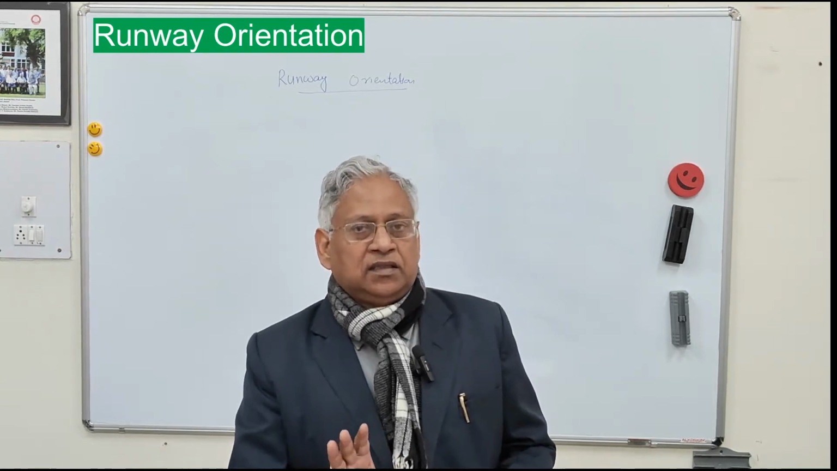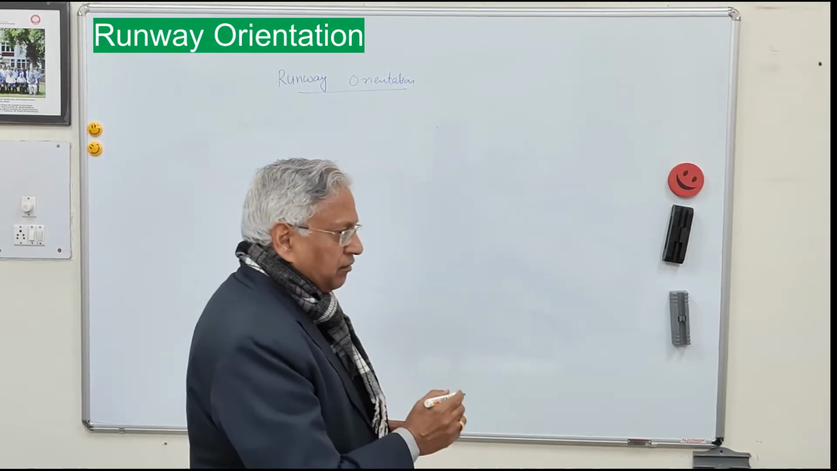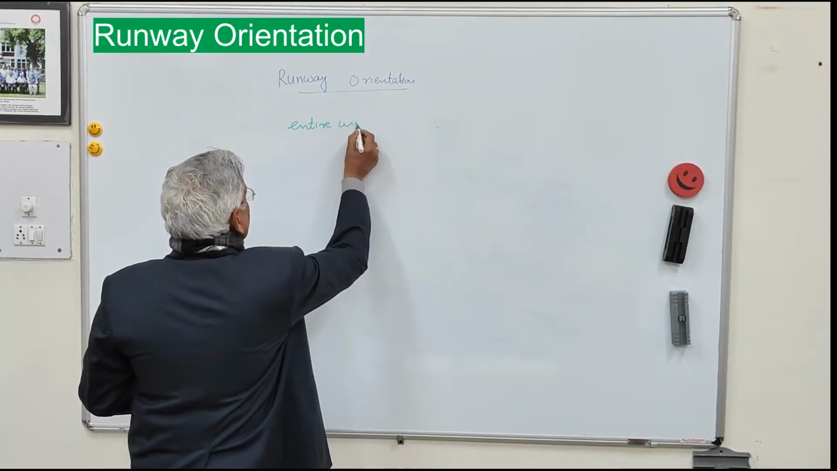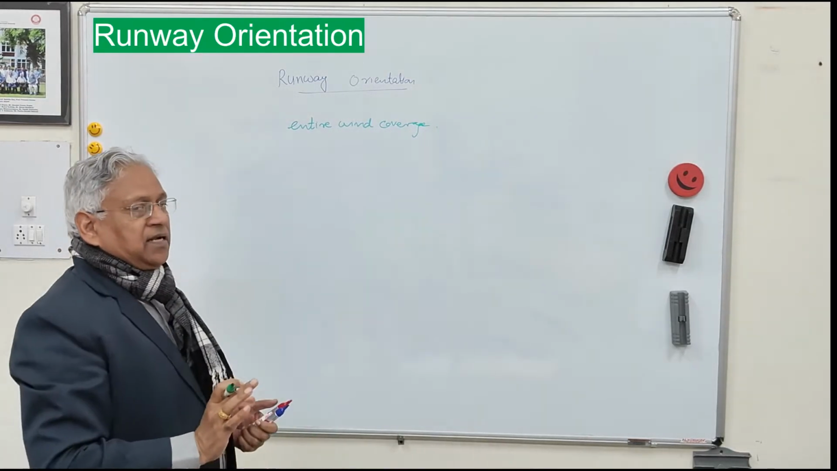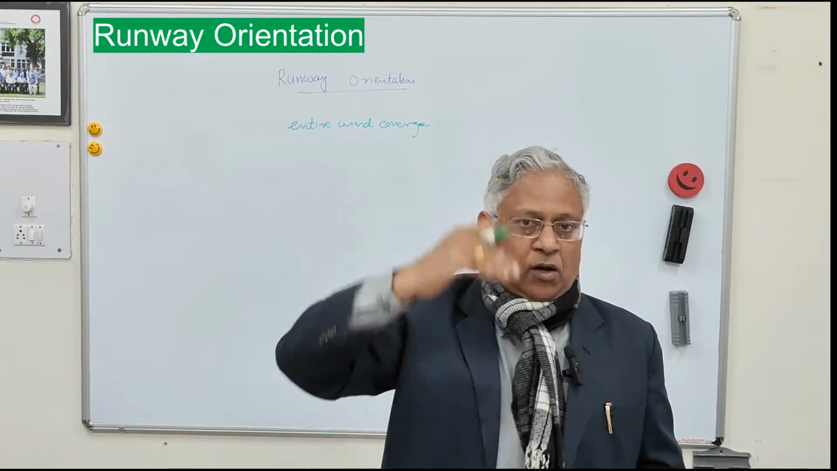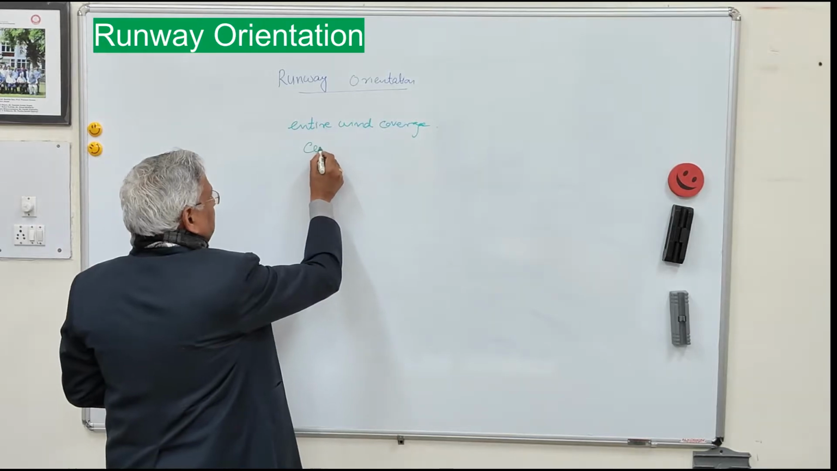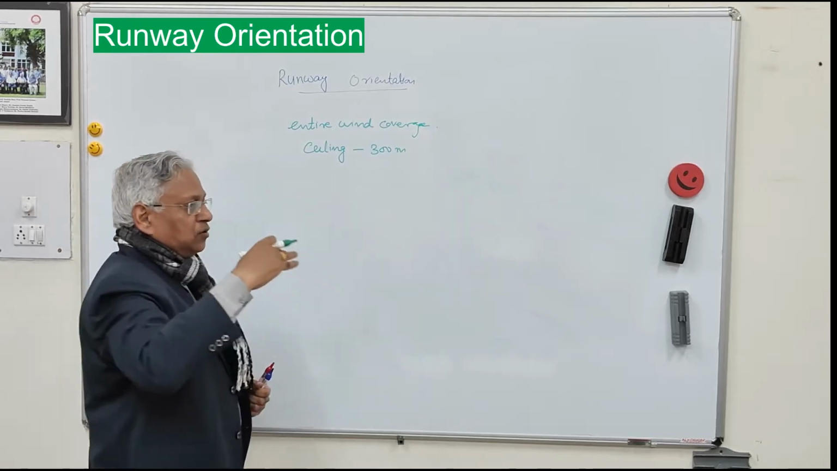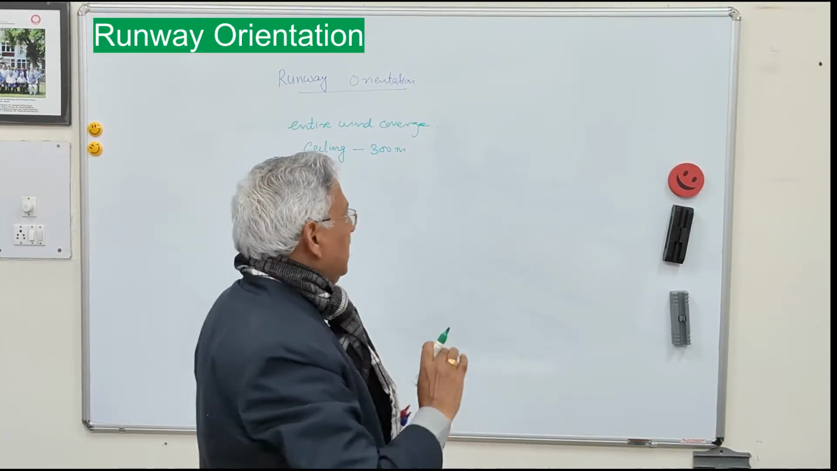examining the wind conditions in three cases. The first is the entire wind coverage regardless of visibility and cloud ceiling. When I say cloud ceiling or ceiling, it means the height of the cloud. The second condition is when the ceiling is at least 300 meter, that means cloud is at least 300 meter above and visibility is at least 4.8 kilometer.